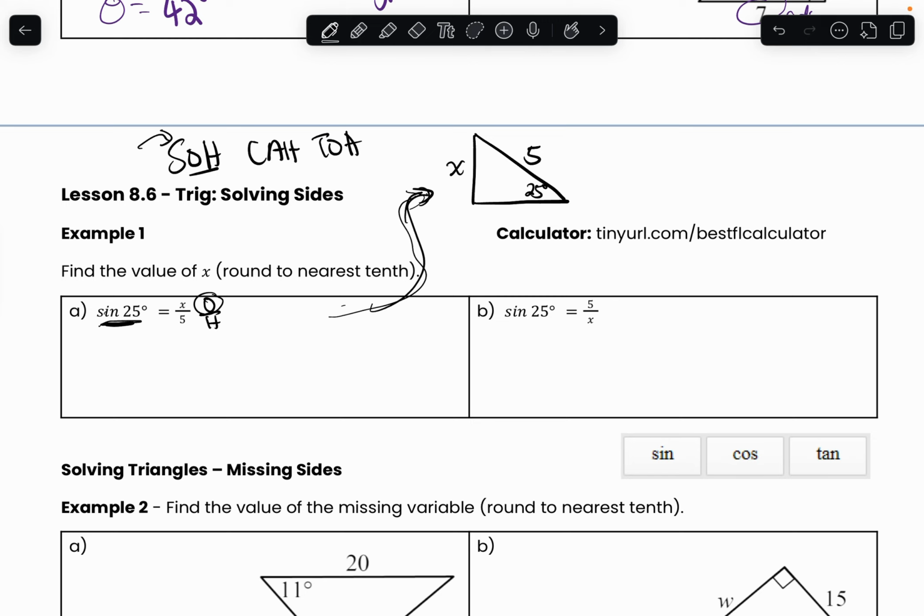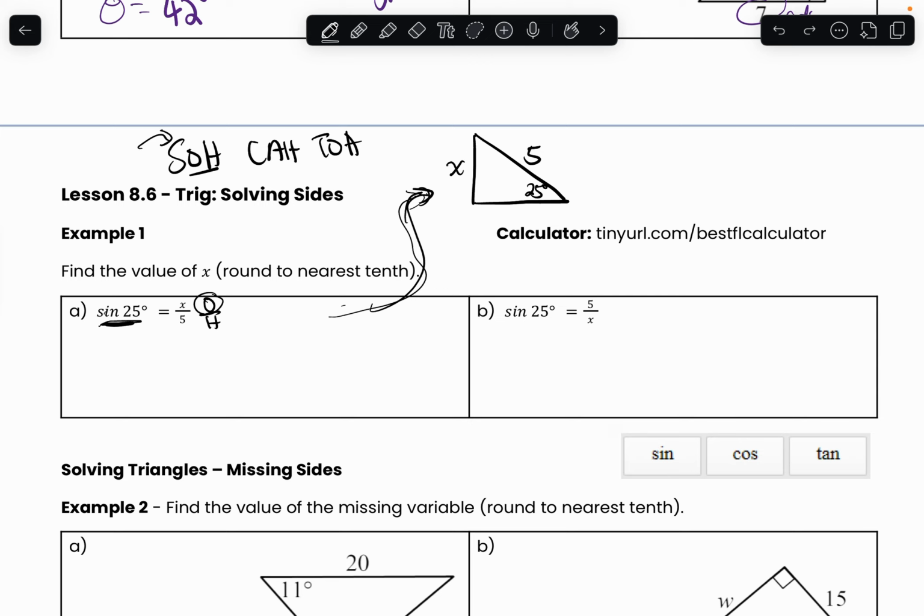So this way, my ratio, and after I put in the inverse trig, will give me the degree of 25 right here. This is what the question is basically asking us for. So let's go ahead and find this x. Now, in order to find this x, let's take a look.